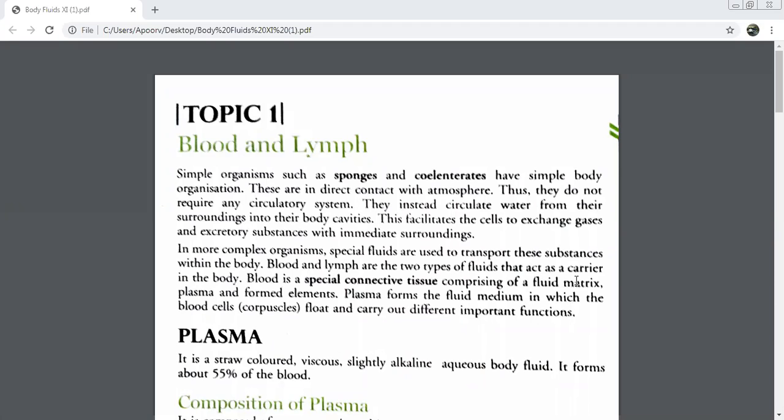I'm starting with the 18th chapter, that is body fluids in circulation. I have taken this chapter because it's an easy chapter and you know a bit about it. We're talking about blood and lymph.